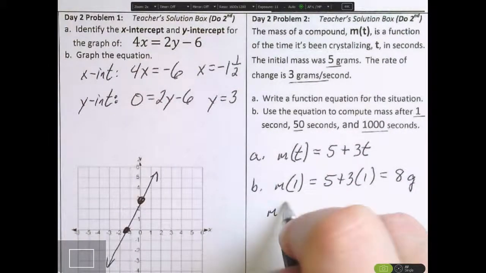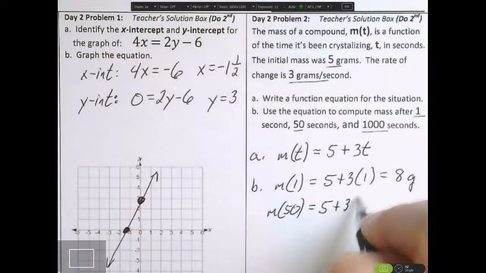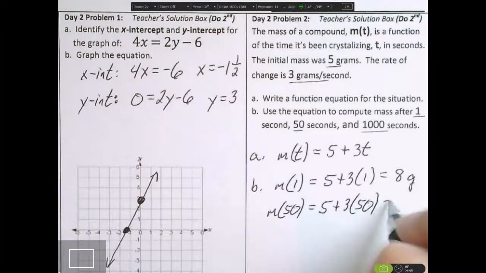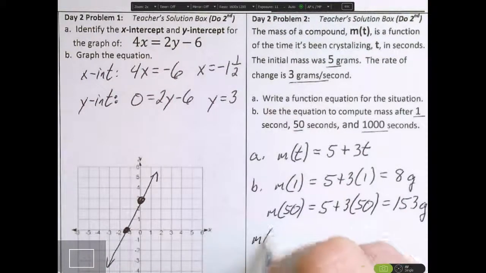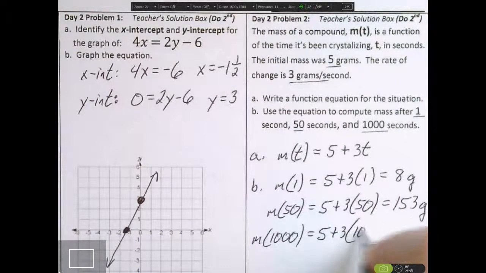Now m of 50. 5 plus 3 times 50. And that will be 153 grams. And last, m of 1,000. How much mass is there after 1,000 seconds? So 5 plus 3 times 1,000. And that is 3,005 grams.